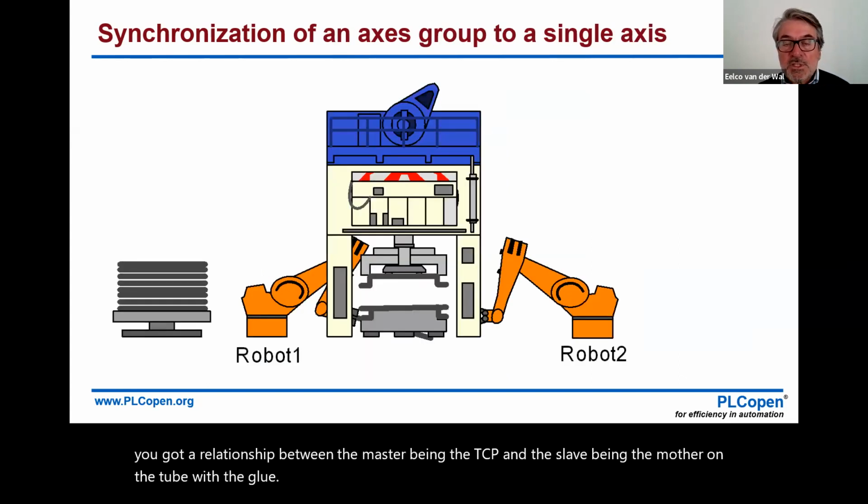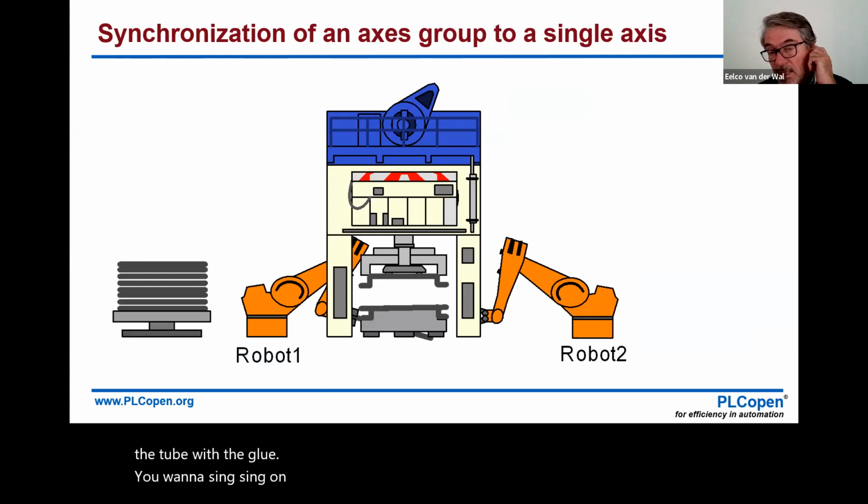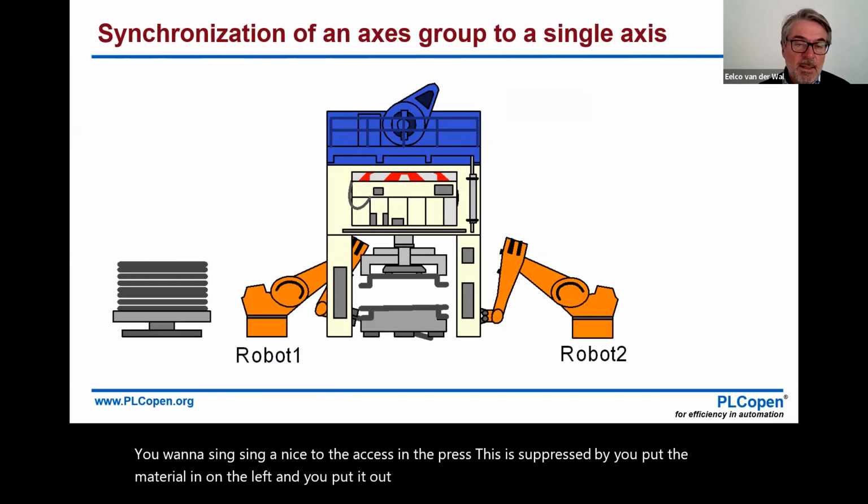Here you want to synchronize to the axis in the press. This is a press where you put the material in on the left and you put it out on the right. You want to synchronize there.